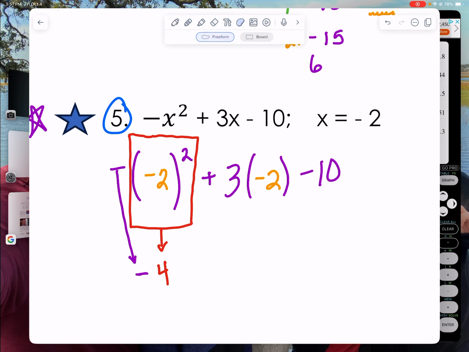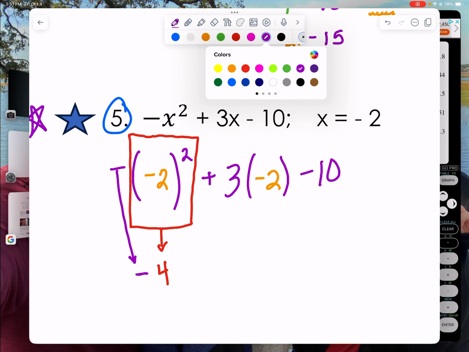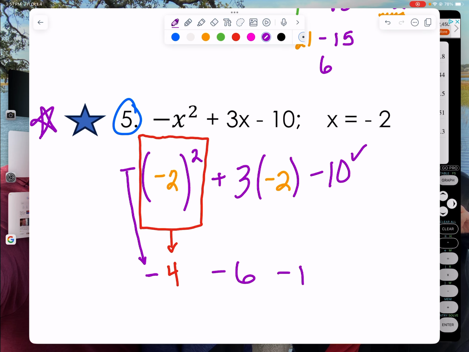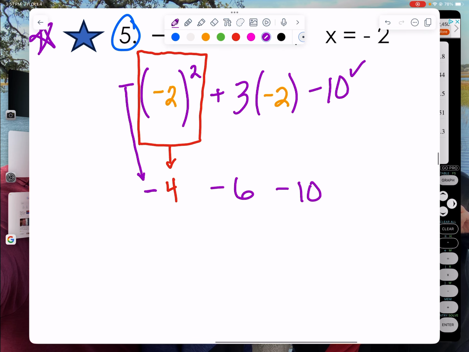All right, then the next part is my plus 3 times negative 2. So that's going to give me negative 6. And then my minus 10 I still have. And notice all of those are negatives. A negative 4, a negative 6, a negative 10. So I'm just going to add them all together, and I wind up getting negative 20 for my final answer.